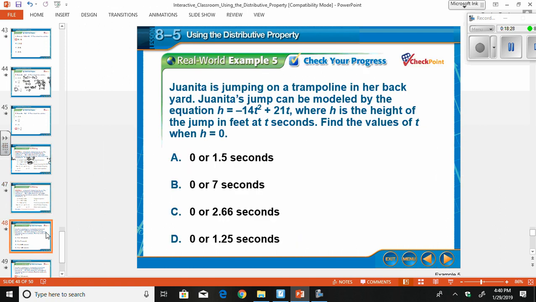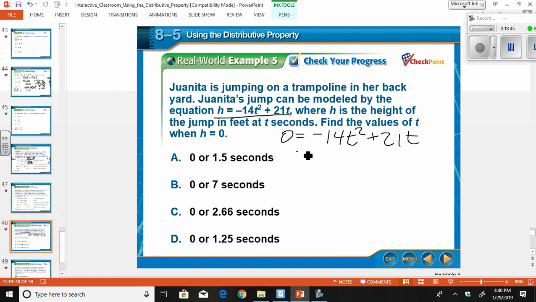Okay, Juanita is jumping on a trampoline in her backyard. Juanita's jump can be modeled by this equation, where h is the height of the jumping feet at t seconds. Find the values of t when h equals 0. So 0 is equal to negative 14t squared plus 21t. We have a 7 in common. I'm going to go ahead and take out that negative, because we don't like to have it at the front. So negative 7t will leave me with 2t minus 3.